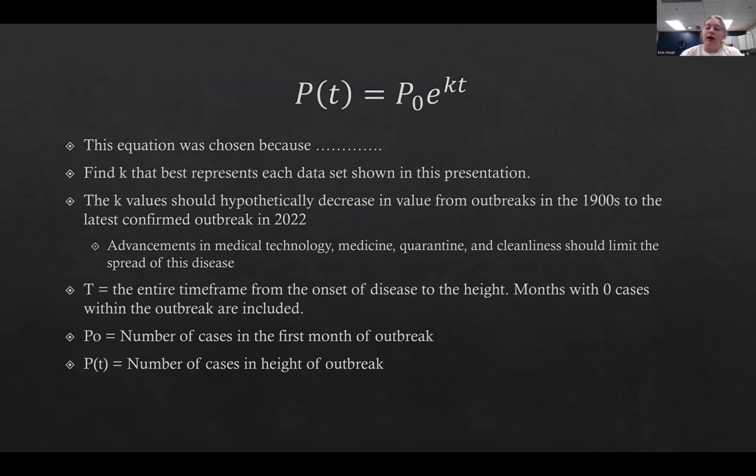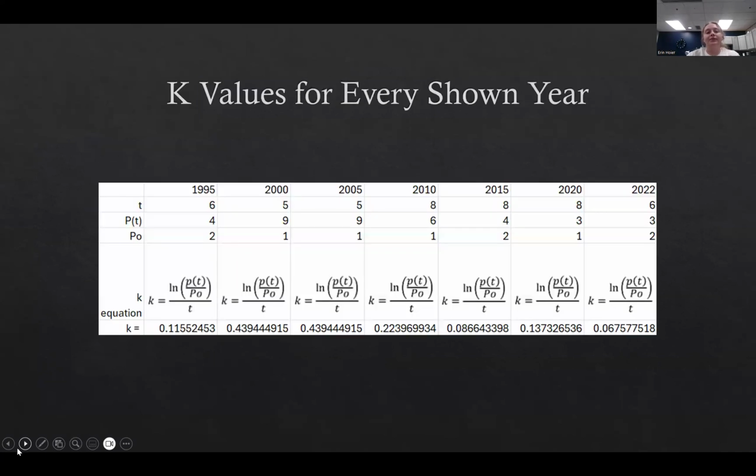T would be the entire time frame of the outbreak, so from the onset date to the height of it. P0 is the number of outbreaks in the first month, and PT is the number of cases in the height of the outbreak. And so for the k values, I have my equation chart set up here showing the time in months, the original values, and the final values of outbreak numbers.